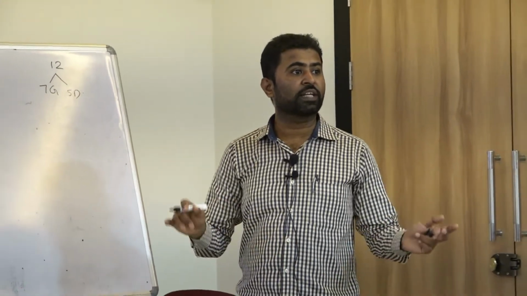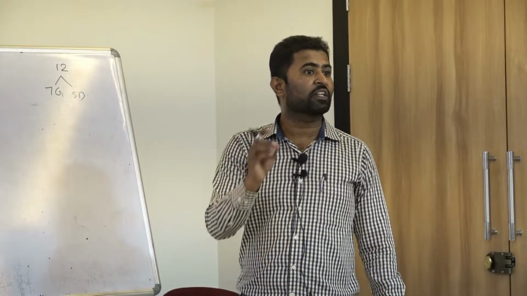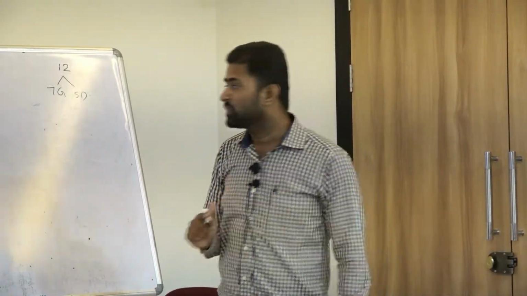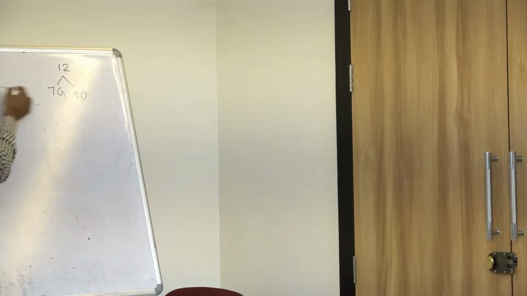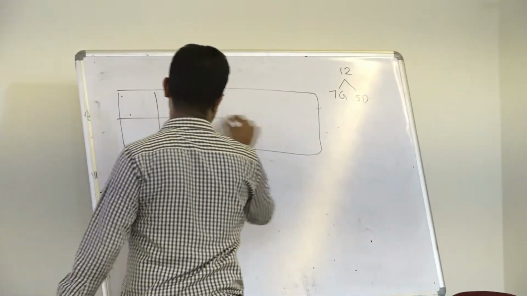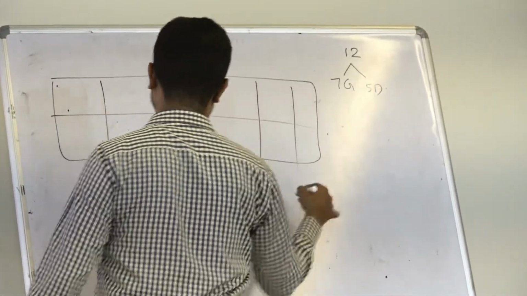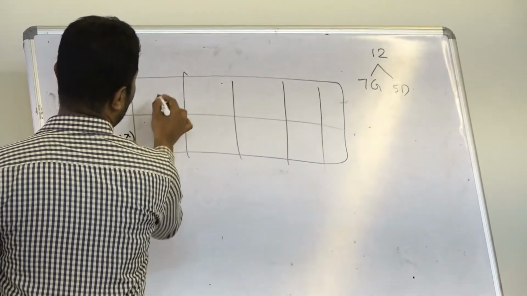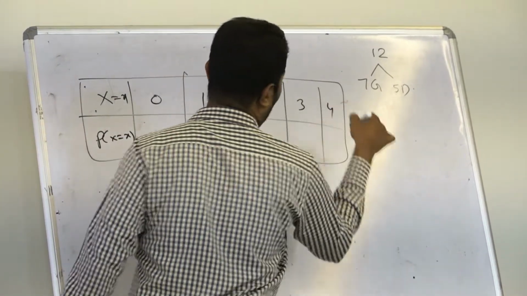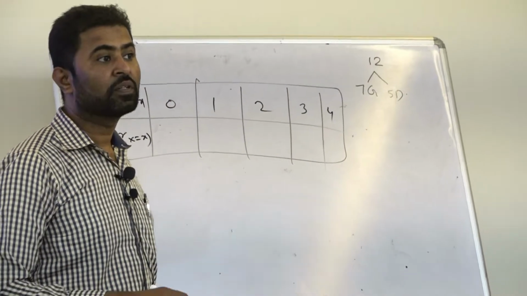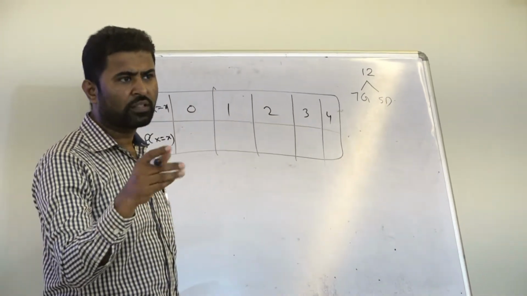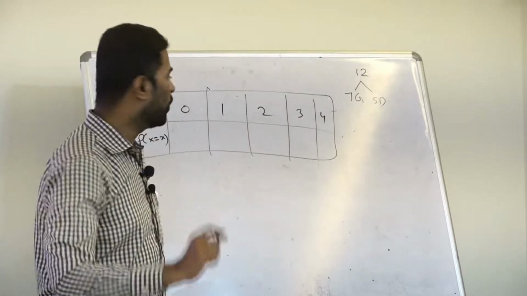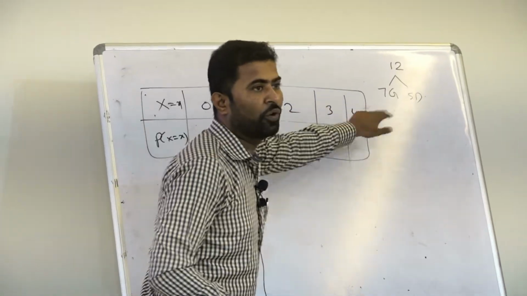Then we have to get the tabular form. Let X represent the defective items. X is equal to x, P of X is equal to p(x). So 0, 1, 2, 3, 4. How many are they selecting? The maximum is 4. So 0, 1, 2, 3, 4.